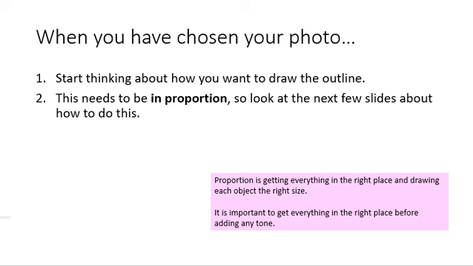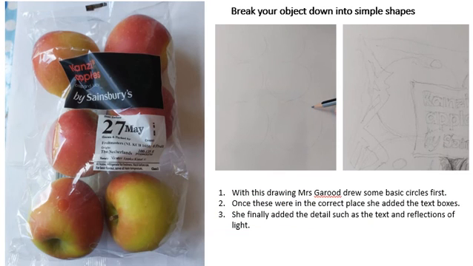So on the next few slides, there are some ideas of how you can do this. So the first option is that you can break down your object into very simple shapes. So Mrs. Garud started off by drawing very lightly circles. I don't know if you can see just here. So she drew the circles of the apples, and then after that, to try and get the text into proportion, she's actually drawn guidelines, which are lines one above and one below the lettering, and she's followed the shape of the crumples as well on the packaging to try and distort the lettering, and that's a really good way of getting your lettering into the right proportions.